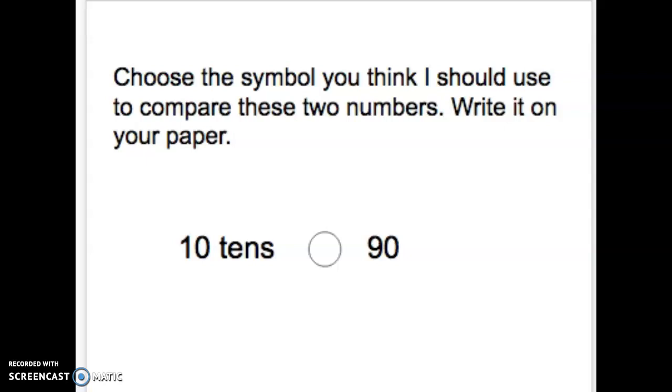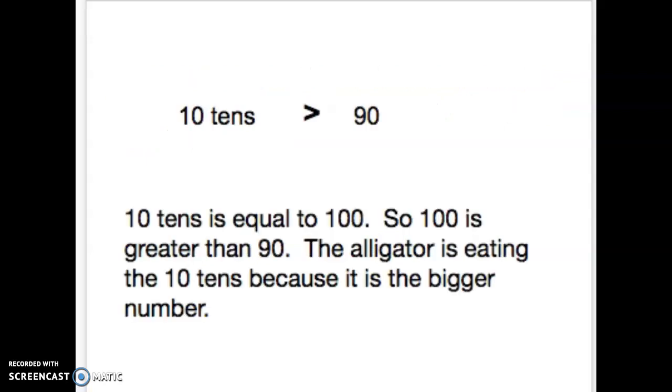Choose a symbol you think I should use to compare these two numbers and write it on your paper. 10 tens is equal to 100. So 100 is greater than 90. The alligator is eating the 10 tens because it is the bigger number.